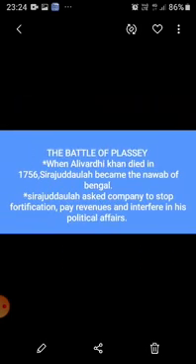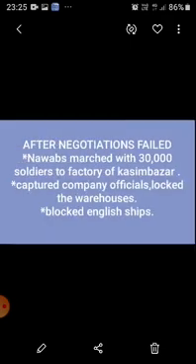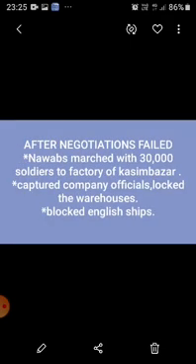This battle happened because Alivardi Khan died in 1656, and after that Sirajuddaulah became the Nawab. Sirajuddaulah was against the army, the fortification and any type of duty-free tax. The company was interfering in each of Sirajuddaulah's matters in Bengal, so he wanted them to stop meddling in political affairs. After the negotiation between the company and Sirajuddaulah, there was a big conflict.